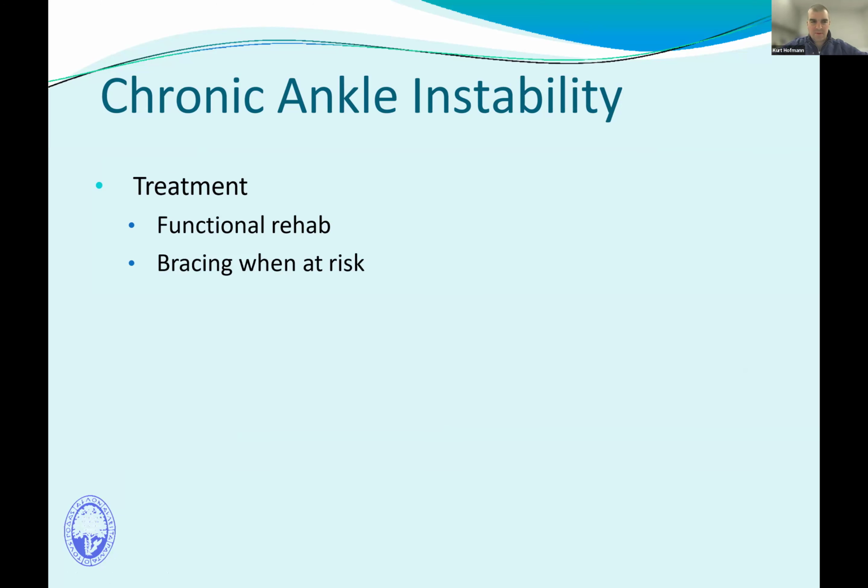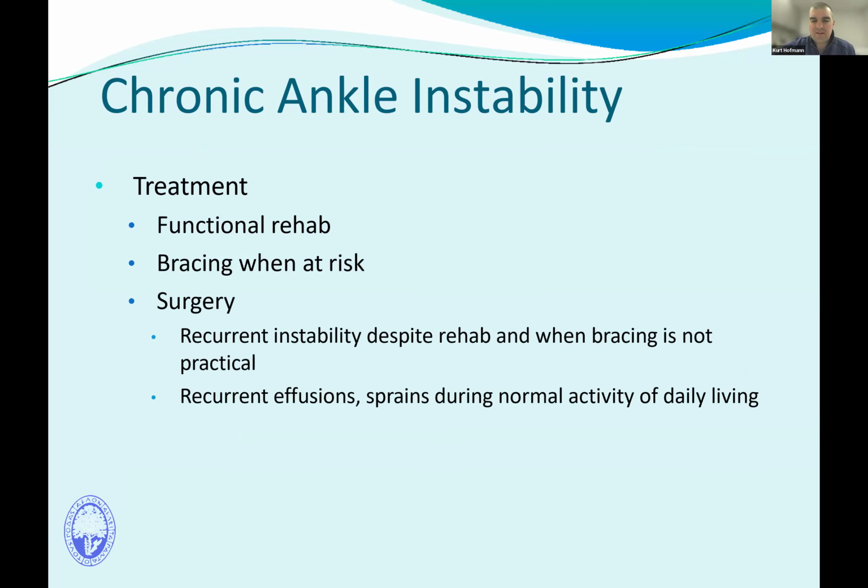In general, there's a mechanism called functional rehabilitation, which obviously most of you have heard, and we'll talk a little bit about the mechanics of that. And then we use bracing when the patients are at risk for additional injury to try and prevent that. So give some external stabilization to the ankle when the internal stabilization of the ligaments is not robust enough.